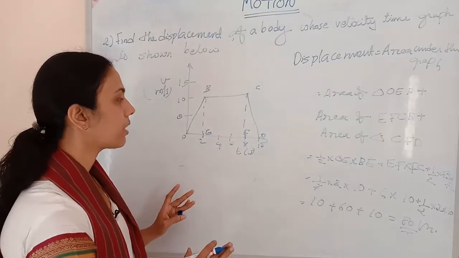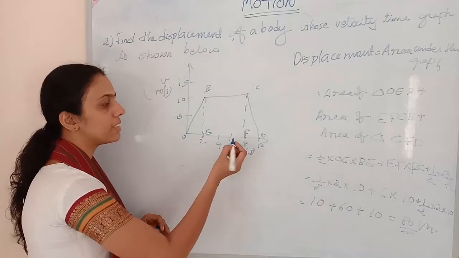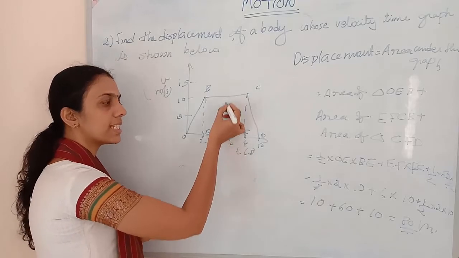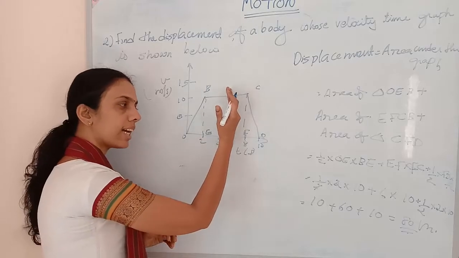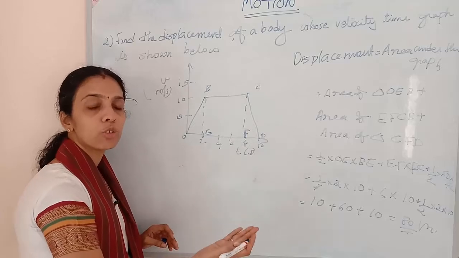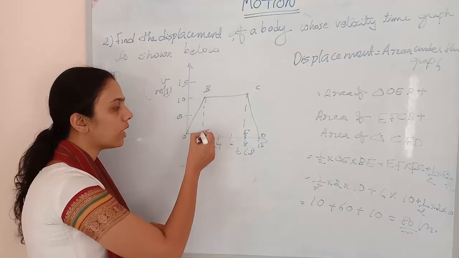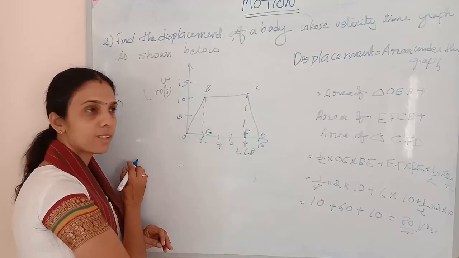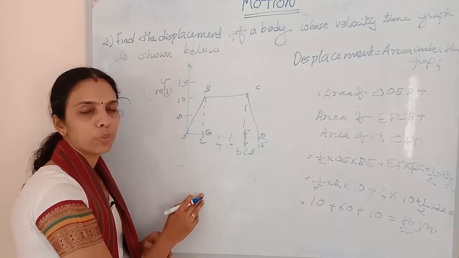And in this kind of graph, if they are asking you to find out the displacement till 8 seconds or till 6 seconds, you should find out that portion, what will be the displacement. And suppose they are telling you to find the acceleration between 0 to 2 seconds. So you can draw the graph, take the slope here and find y2 minus y1 divided by x2 minus x1.